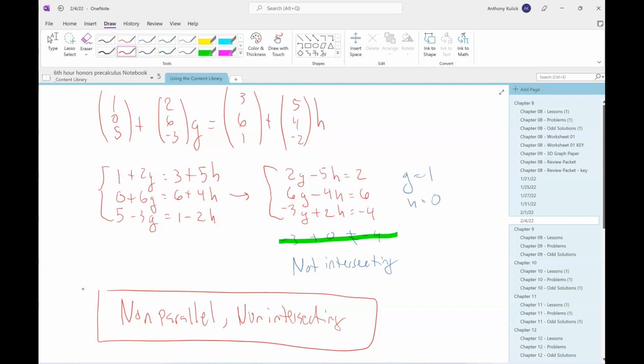The last one I got was non-parallel, non-intersecting. That feels pretty good, right? Yes, sir.